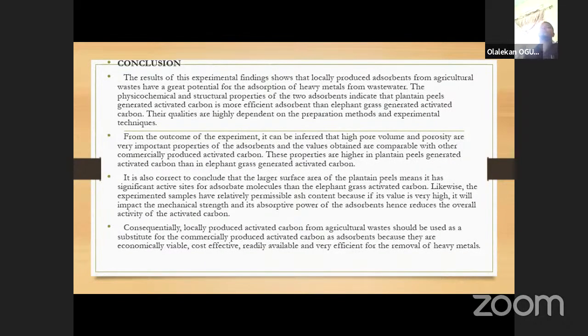So, conclusively, the result of this experimental finding shows that locally produced absorbents from agricultural waste have a great potential for the absorption of heavy metal from wastewater. The physical, chemical, and structural properties of the two absorbents indicate that plantain peel generated activated carbon is more efficient than elephant grass. Their quality is highly dependent on the preparation method and experimental techniques.